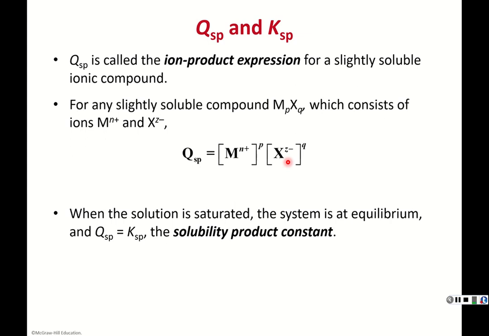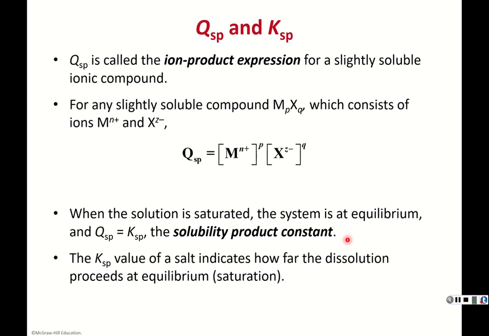When the solution is saturated, the system is at equilibrium. And that's where Qsp equals Ksp. And that's what we term as the solubility product constant. Okay? Q is at any point. K is a constant because it's at equilibrium, or for this case, when we say it's at equilibrium, when the solution is saturated. No more of this compound can dissolve in water.